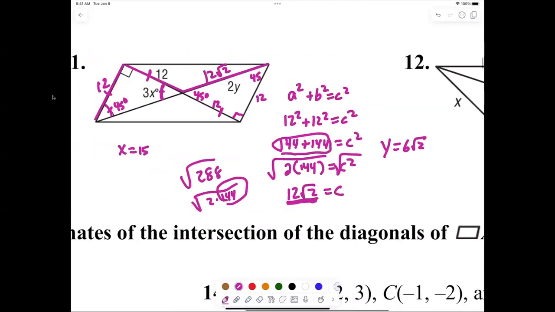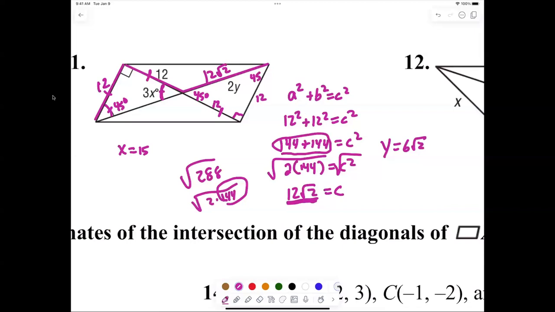Why outside sides? It's an isosceles triangle, isn't it? The angles are both 45, right? Yes.